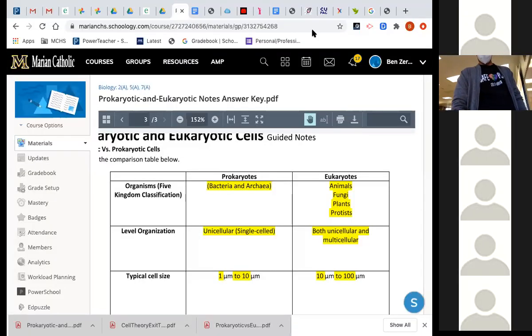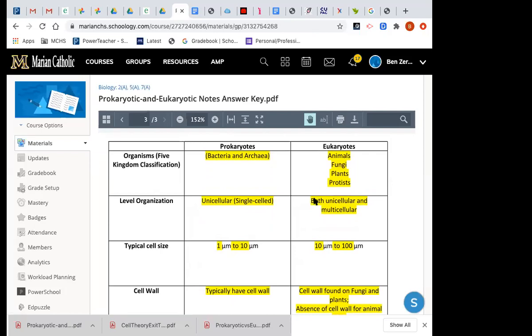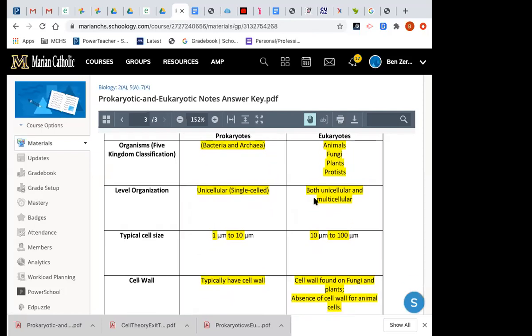So this is on Schoology. Okay. So you see, prokaryotes are bacteria and archaea. Eukaryotes are everything else: animals, plants, fungi, and protists. Okay. Now, level of organization, this goes back to yesterday. Prokaryotes are unicellular or single celled. Eukaryotes are both. They could be single celled, like the things we looked at today, or they could be made of many cells, like you and me, or this plant over here. Okay?